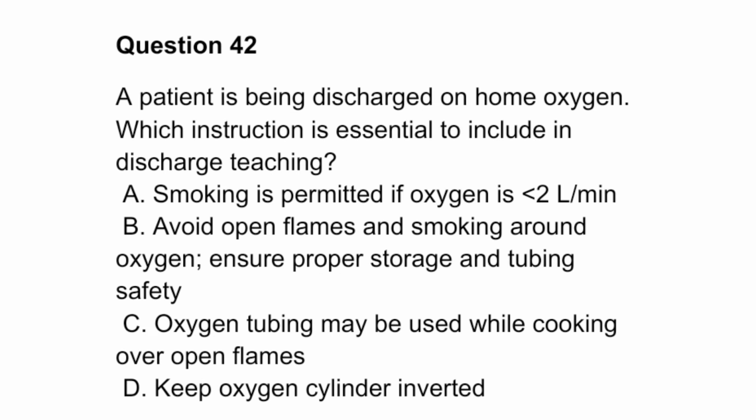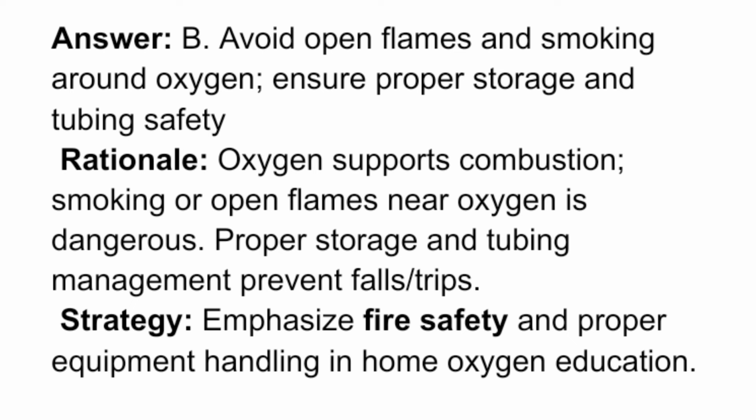Question 42. A patient is being discharged on home oxygen. Which instruction is essential to include in discharge teaching? A. Smoking is permitted if oxygen is less than 2 liters per minute. B. Avoid open flames and smoking around oxygen, ensure proper storage and tubing safety. C. Oxygen tubing may be used while cooking over open flames. D. Keep oxygen cylinder inverted. Answer: B. Avoid open flames and smoking around oxygen, ensure proper storage and tubing safety.